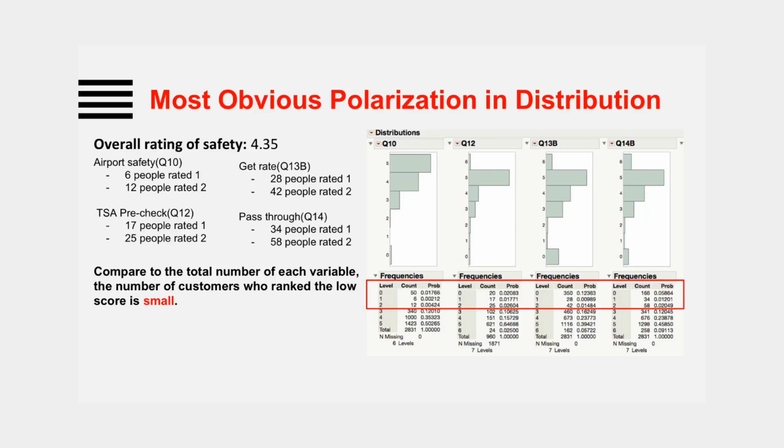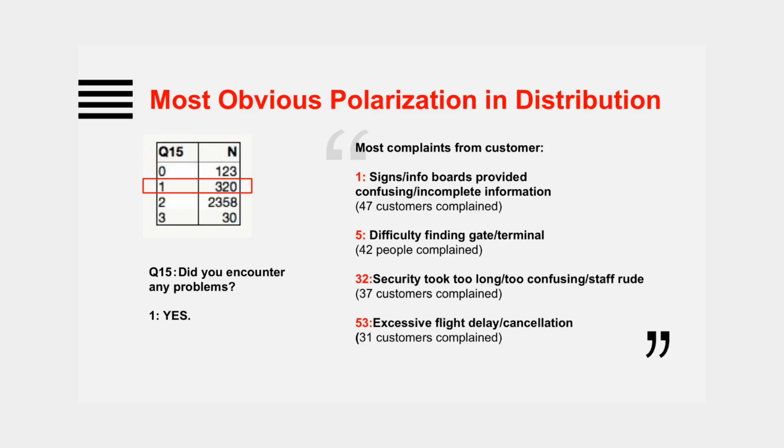Then we analyze Q10, Q12, Q13, and Q14. These are other aspects of SFO. Fortunately, compared to the total number of each variable, the number of customers who gave low scores is small, so we can put these aside and focus on the more urgent parts.